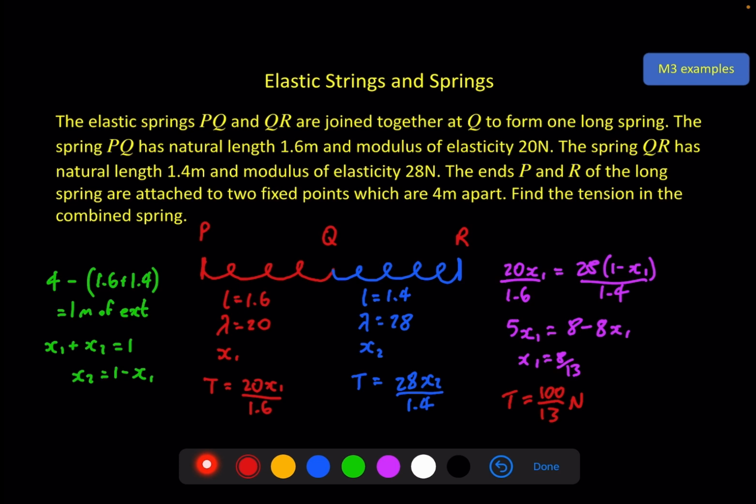So an important point in here, if you've got one long spring from two combined springs like this, then the tension is the same throughout the combined spring. And although you've got two extensions you don't know, you can write them both in terms of the same unknown variable x, or like I've done here, write them as two separate variables, and then remember that they are connected by that extension overall. Next example.